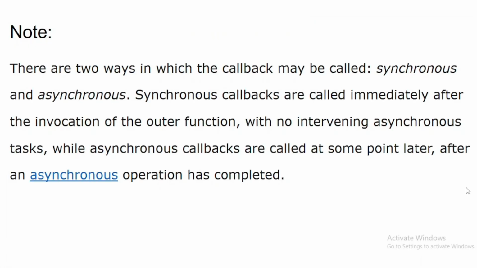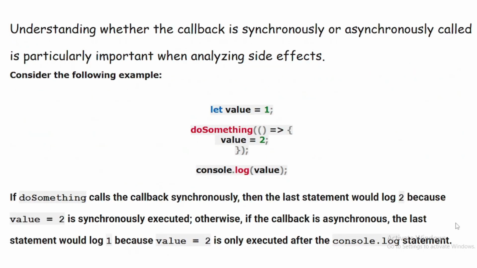So note, there are two ways in which the callback may be called: synchronous and asynchronous. Synchronous callbacks are called immediately after the invocation of the outer function with no intervening asynchronous task, while asynchronous callbacks are called at some point later after an asynchronous operation has completed. So understanding whether the callback is synchronously or asynchronously called is particularly important when analyzing side effects.